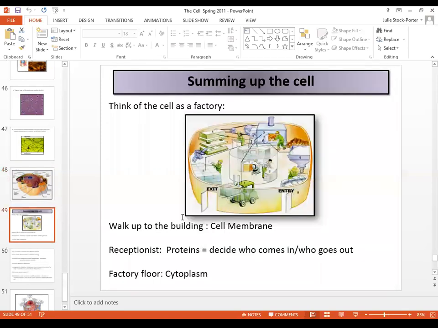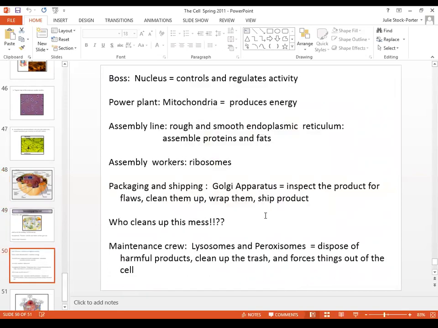All right, summing up the cell, think of it as a factory. You walk up to the building, that's the cell membrane. The receptionists are the proteins. They're going to decide who comes in and who goes out. And the factory floor is the cytoplasm. The boss is the nucleus. He's going to control and regulate the activity. Our power plant, the mitochondria, that's who produces our energy. The assembly line are the rough and smooth endoplasmic reticulum, and they are going to be the site of the assembly of proteins and fats.